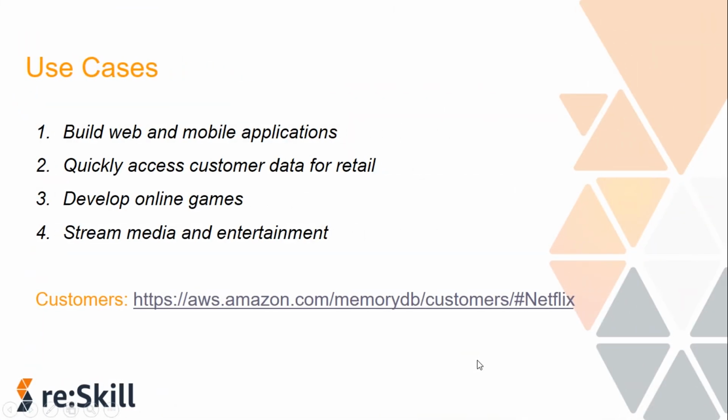Now we will summarize today's session. So to summarize today's session, let me give you an overview of what we have discussed so far so that you can remember the key points about Amazon MemoryDB. First, Amazon MemoryDB for Redis is a Redis-compatible, durable, fully managed in-memory database service that delivers ultra-fast performance. It is purpose-built for modern applications, especially with microservices architectures.